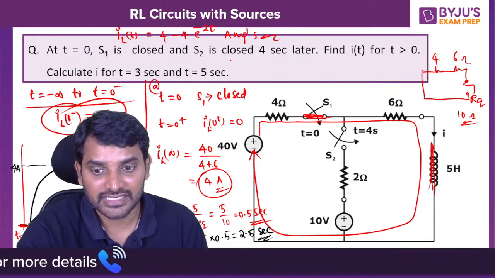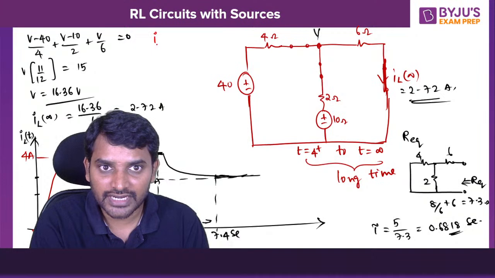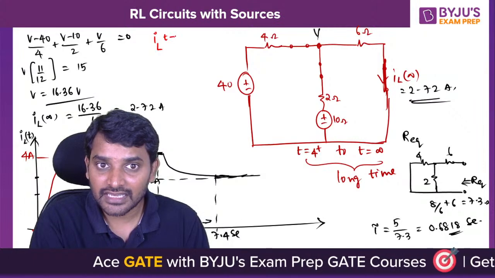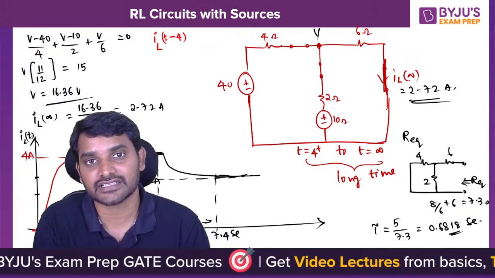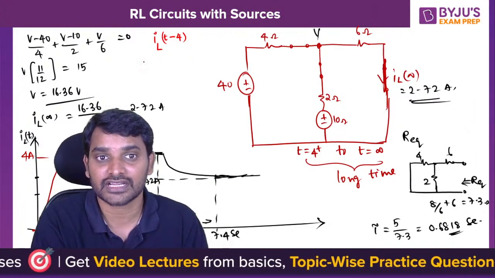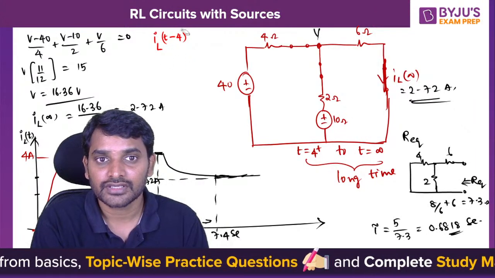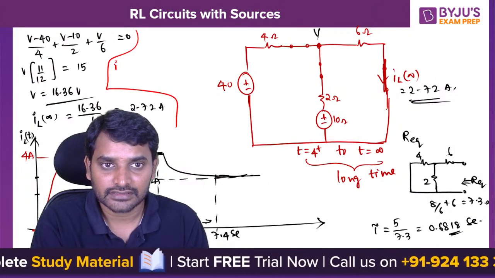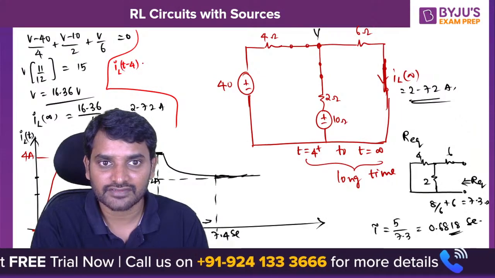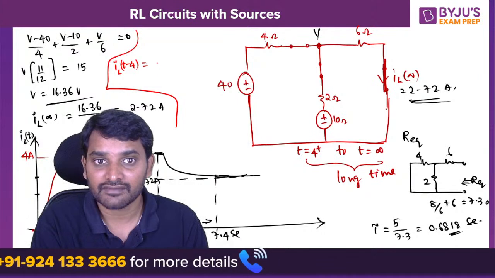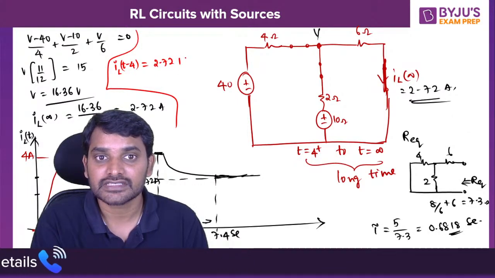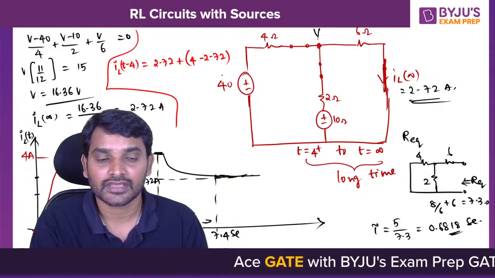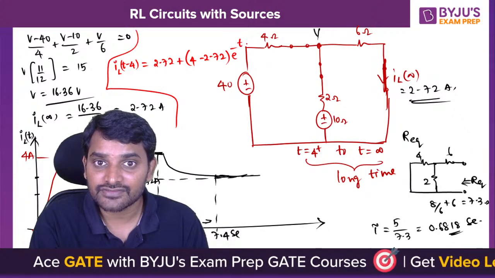But when it comes to the second instant, how should you write it? IL of t, you should not write t. The switching is happening at 4 seconds, so t minus 4 you need to take up. So here I can write IL at t minus 4 instant. What is the final value? The final value is 2.72 plus, what is the initial value? Initial value is 4, minus the final value, 2.72, into e power minus t minus 4 by tau.